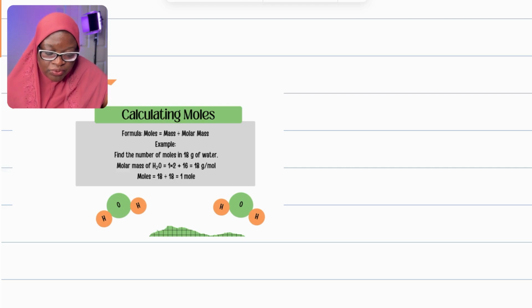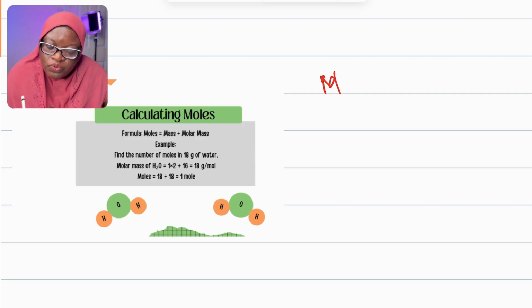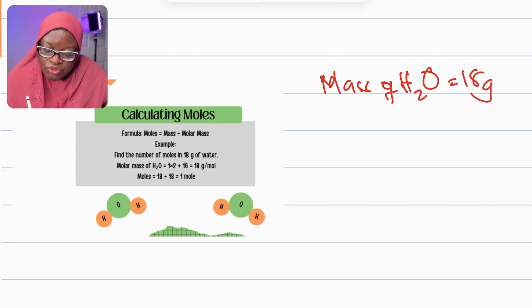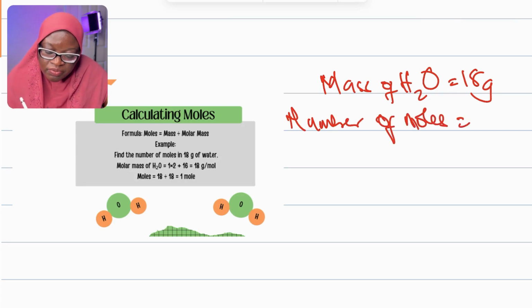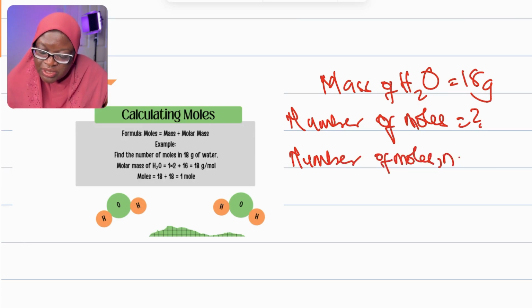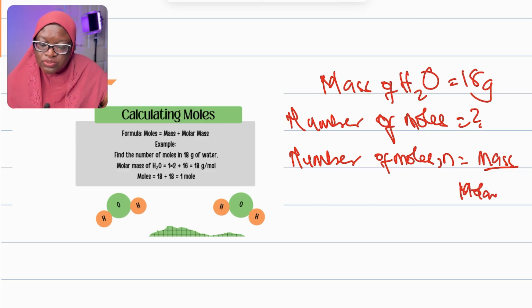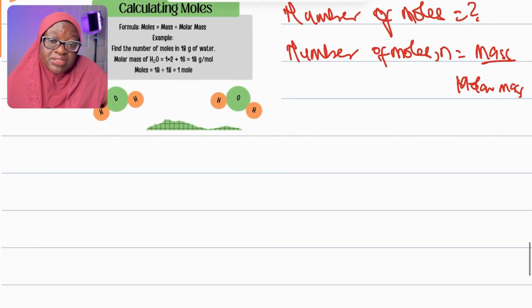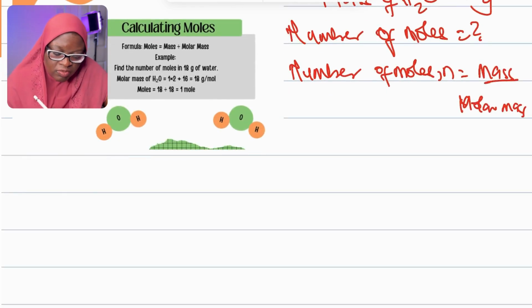Let's take another example. We want to calculate the number of moles in 18 grams of water. So the mass that we've been given to work with of water is 18 grams. Number of moles we do not know. That's what we've been asked to calculate. So we remember number of moles N is equal to mass over molar mass, right? So we've been given the mass. Let's calculate the molar mass of water.